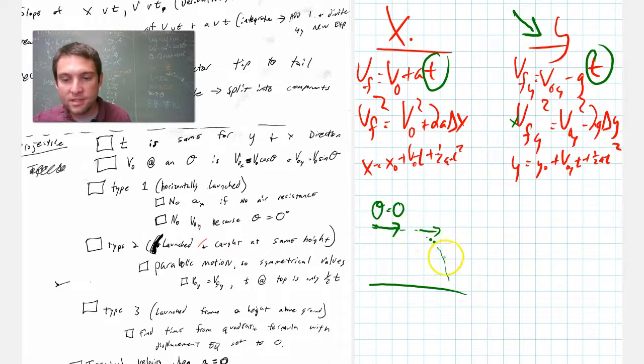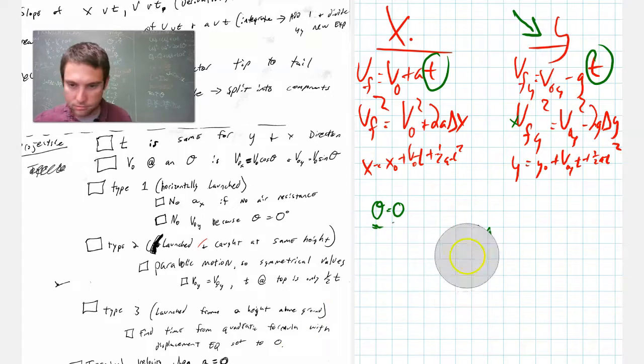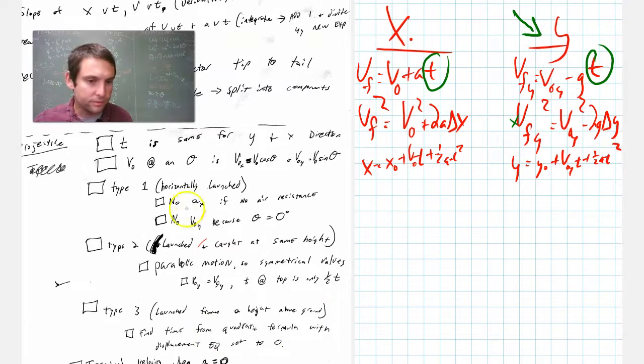If there's no air resistance, then x is going to remain the same all the way throughout. In the y direction, there is absolutely acceleration, because you have g. The time that it takes to fall will be the same for x and y, so you'll do what we talked about a second ago.